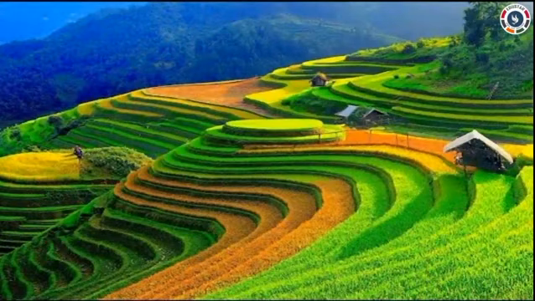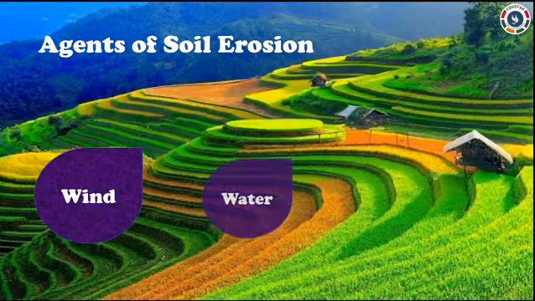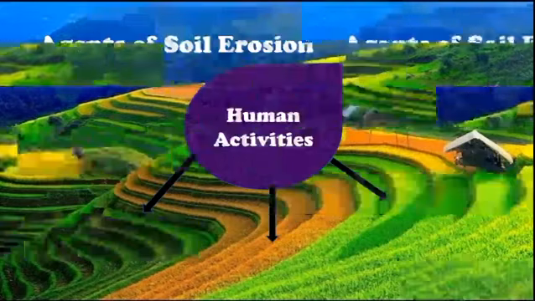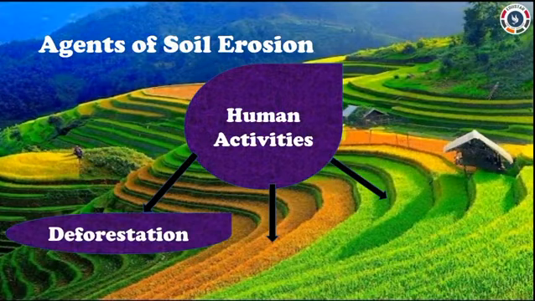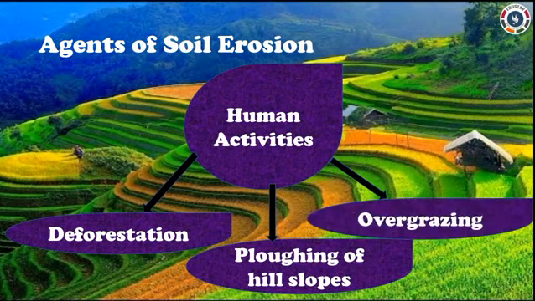What are the agents of soil erosion? Wind, water, human activities. Human activities such as deforestation, ploughing of hill slopes, and overgrazing.